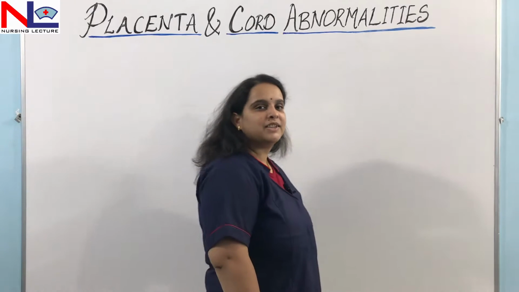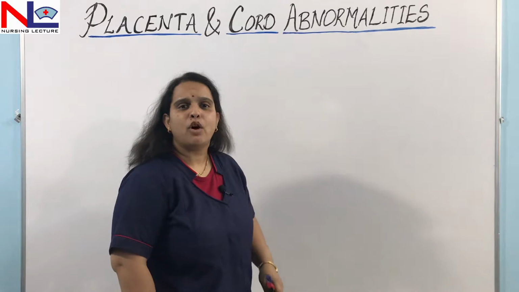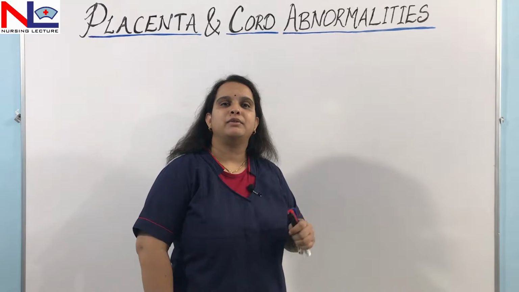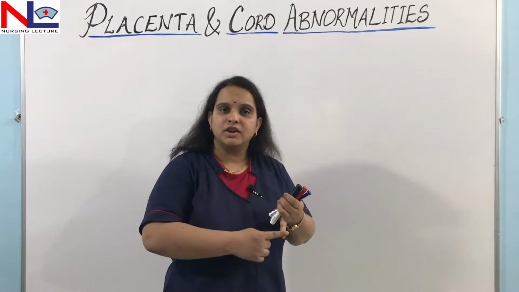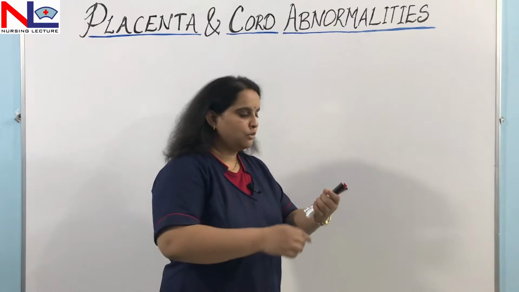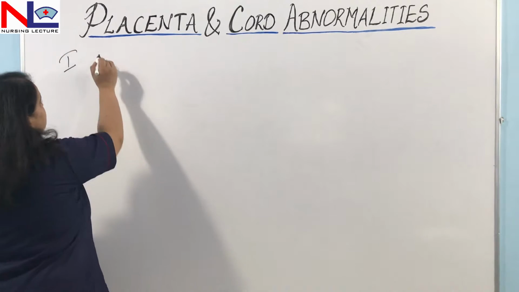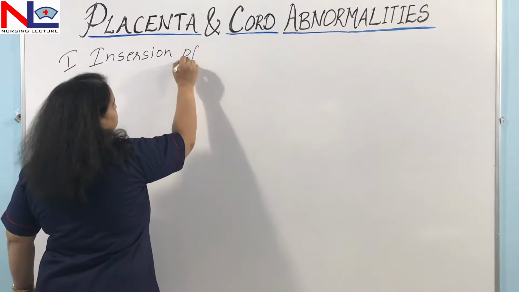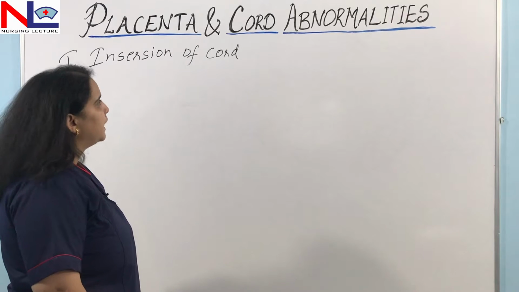So let's come to this lecture. What are the cord abnormalities? These cord abnormalities are very common in comparison to the placental abnormalities. So in this lecture we are going to discuss the cord abnormalities on the basis of the cord insertion and the number of vessels as well as the length of cord. So we have the anomaly regarding the insertion of cord. On the basis of insertion of cord there are two varieties.